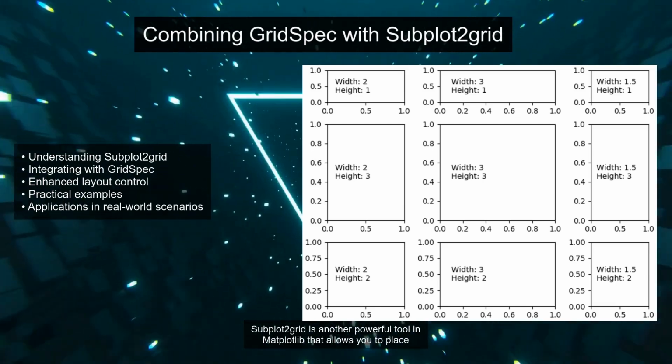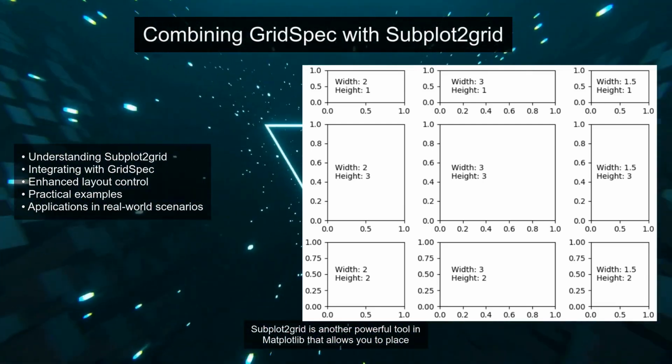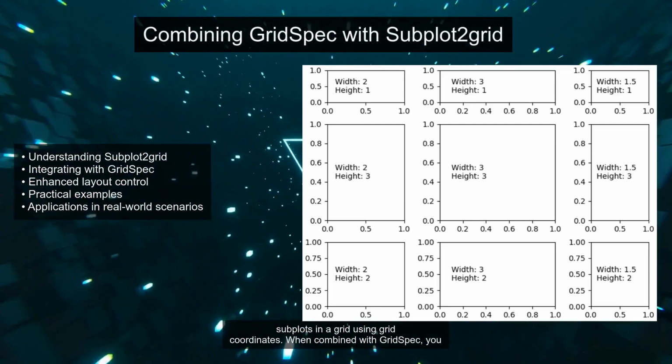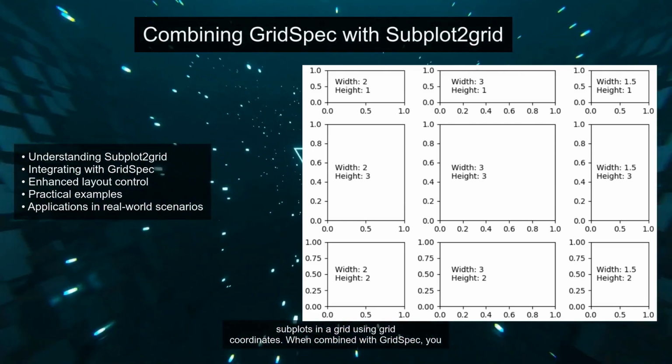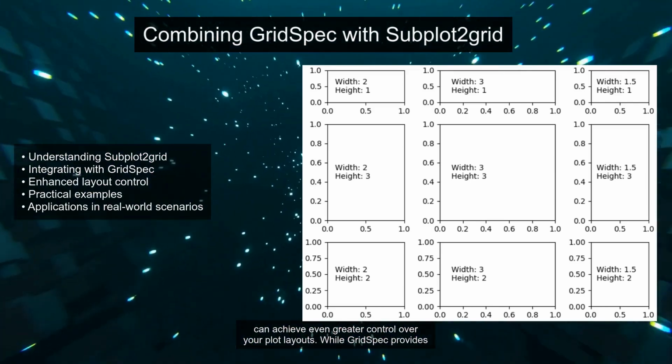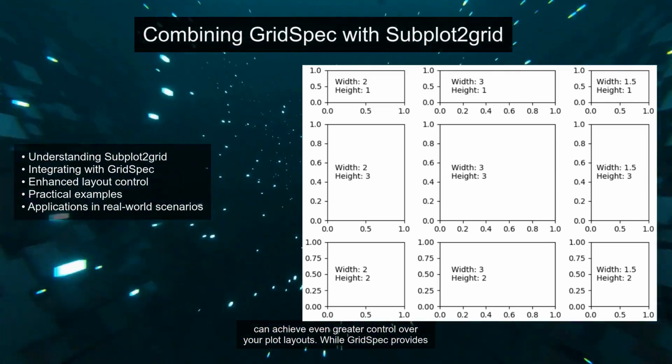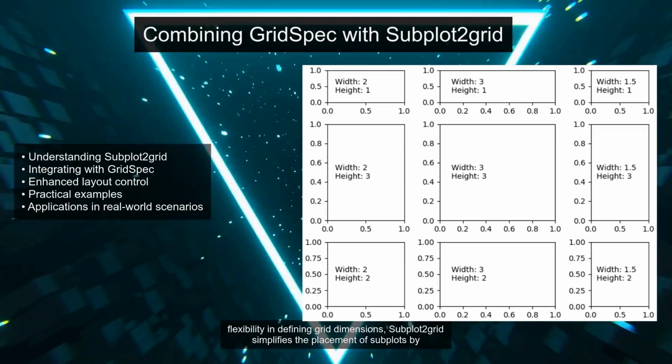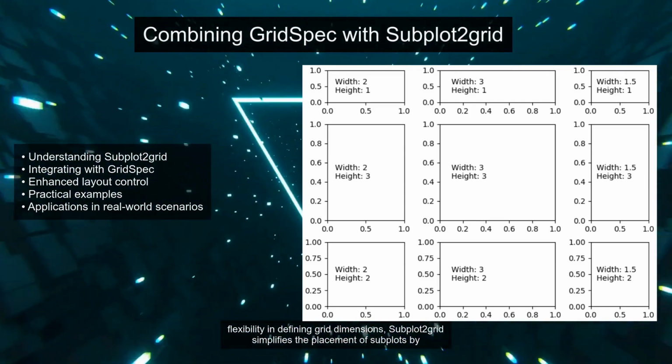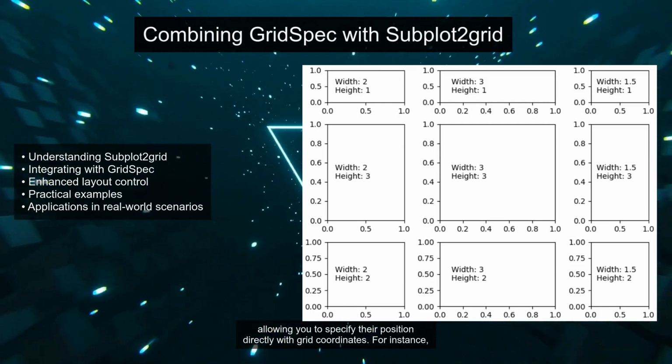Throughout this segment, we'll explore the benefits of using nested grids and provide detailed code examples to guide you through the process. Subplot2grid is another powerful tool in Matplotlib that allows you to place subplots in a grid using grid coordinates. When combined with GridSpec, you can achieve even greater control over your plot layouts. While GridSpec provides flexibility in defining grid dimensions, subplot2grid simplifies the placement of subplots by allowing you to specify their position directly with grid coordinates.